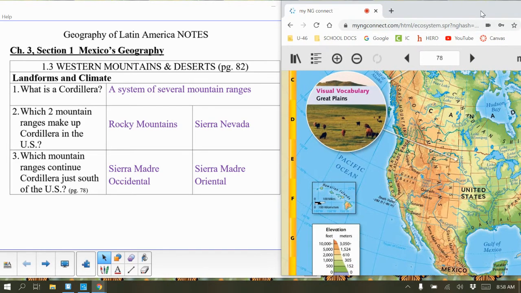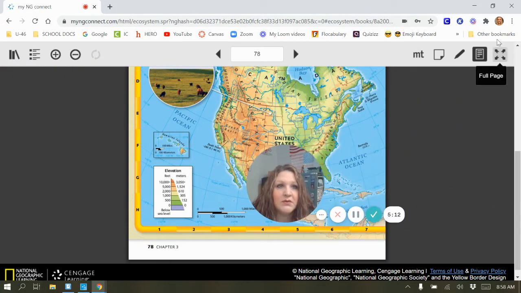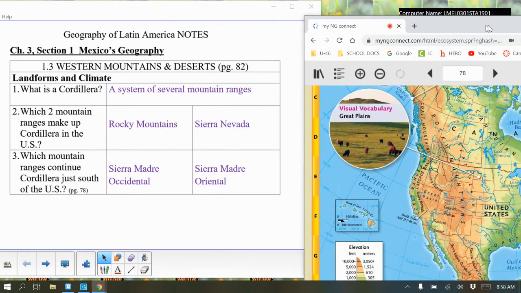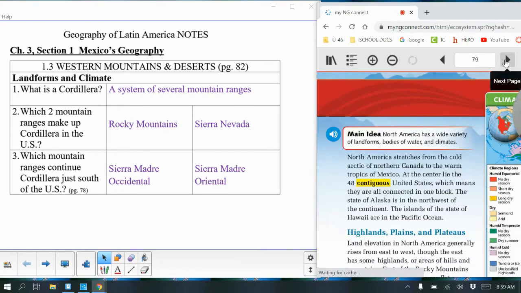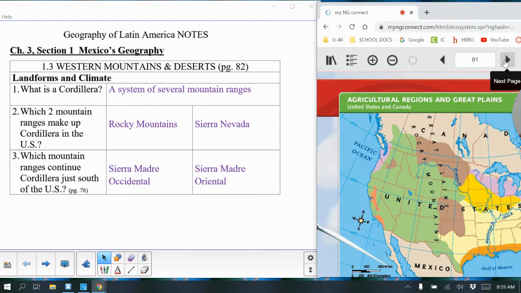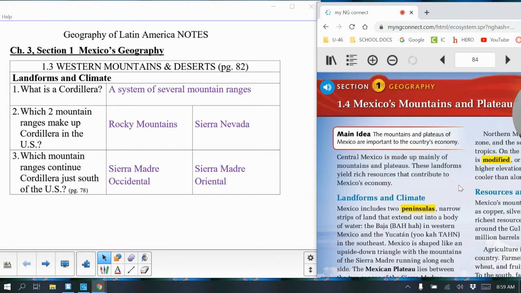Give me a second to get this right again. Hold on. Here we go. Okay. And then as you're typing that in, I am going to move the text back to our page 84, where we're going to continue answering questions under Mexico's mountains and plateaus.